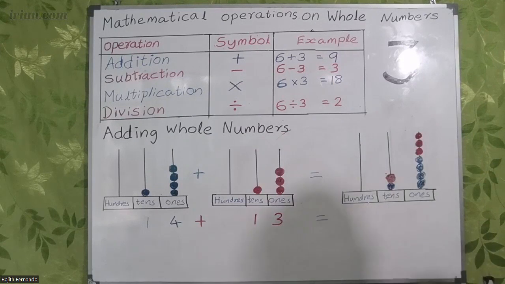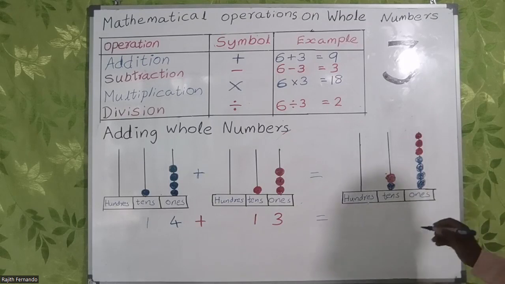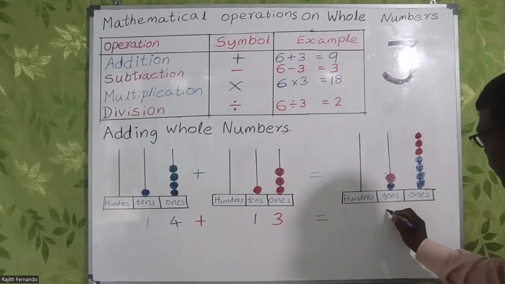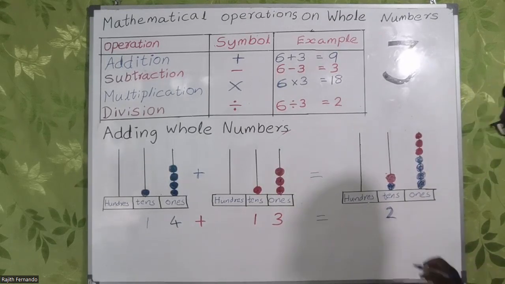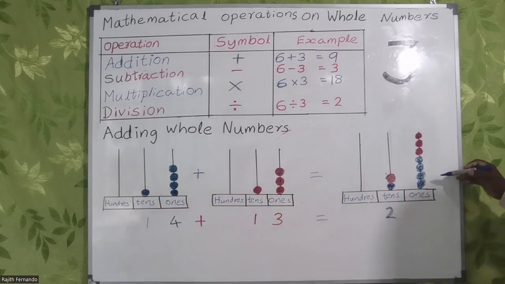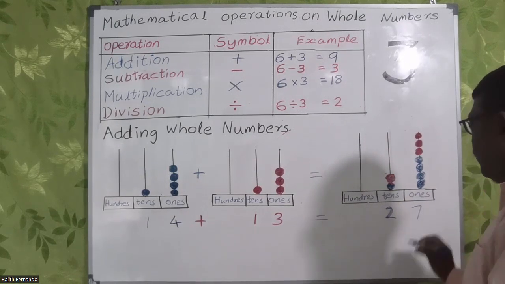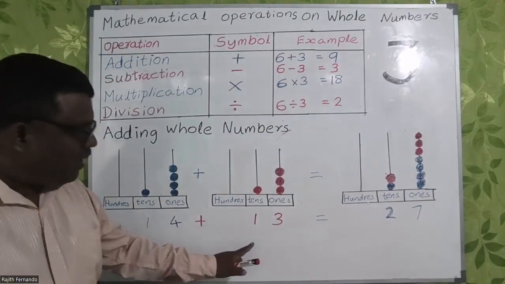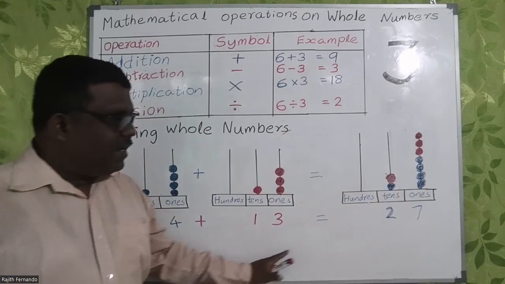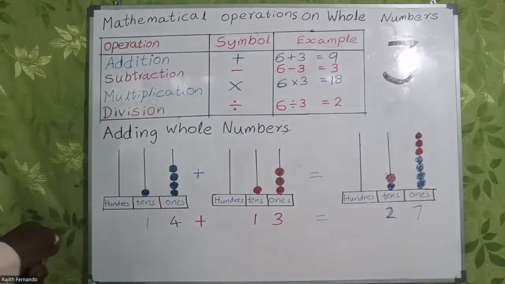Then you can count these tens. How many tens are there now? Now there are 2 tens. Then you can say it is 2. And how many ones are there? 1, 2, 3, 4, 5, 6, 7. Then there are 7 ones here. Then you got the answer: 14 plus 13 is equal to 27.